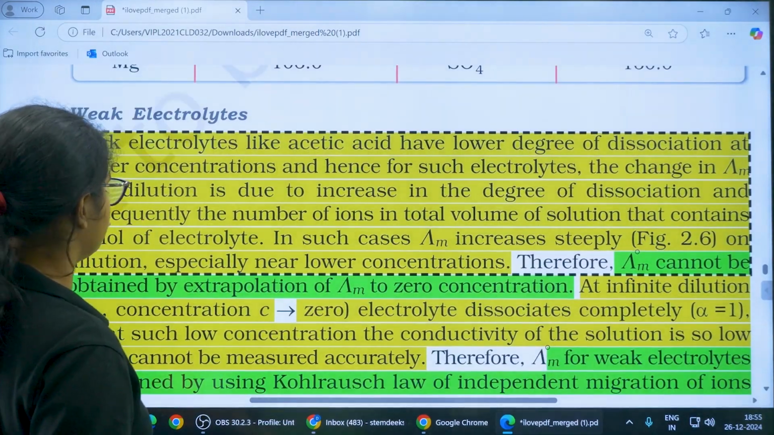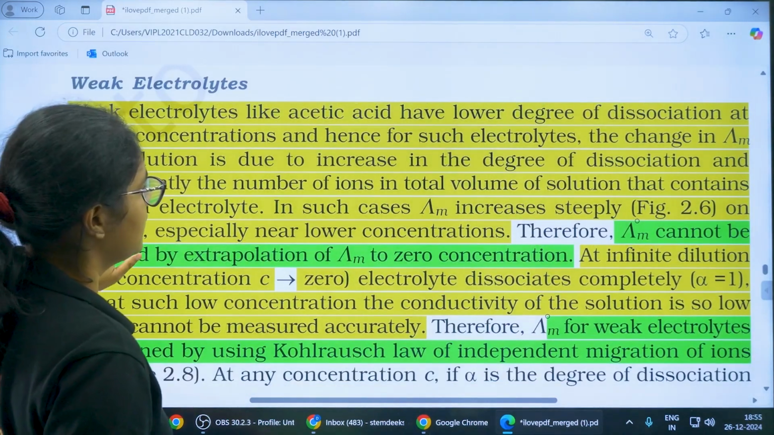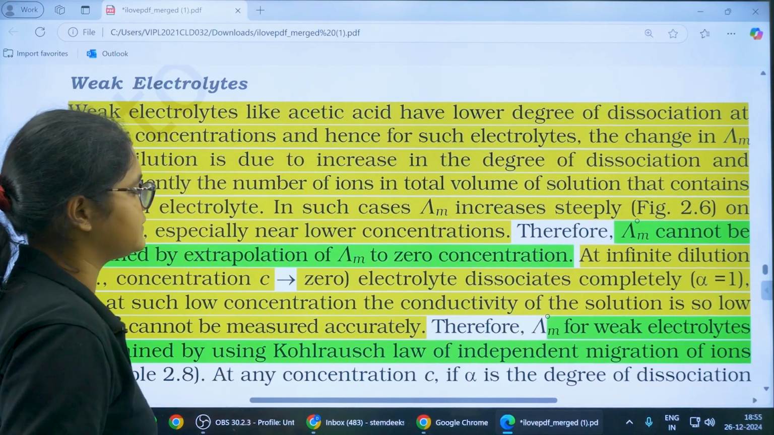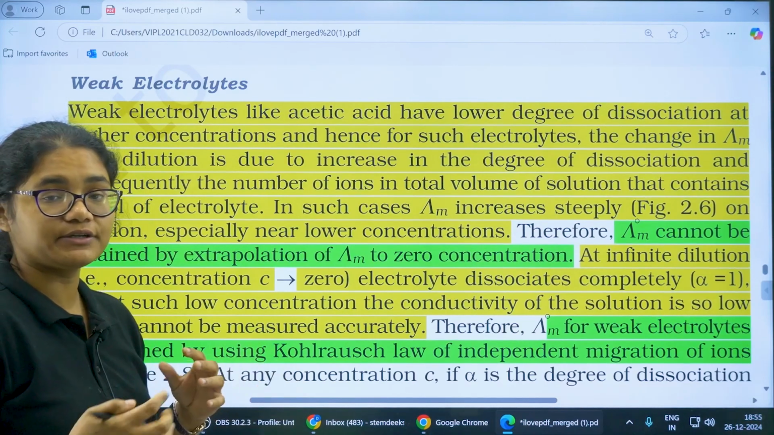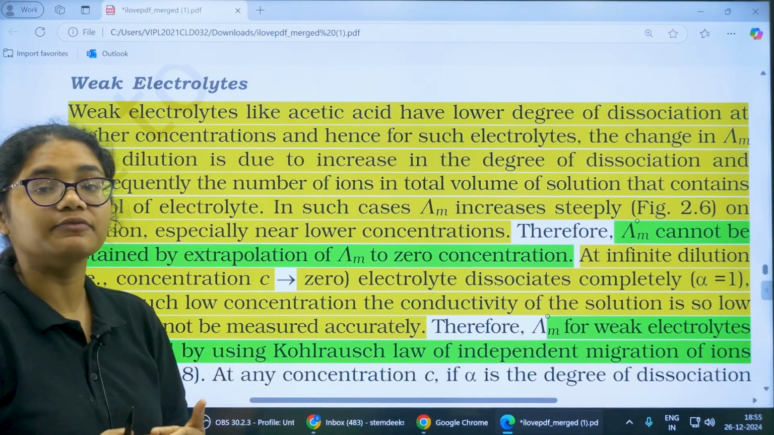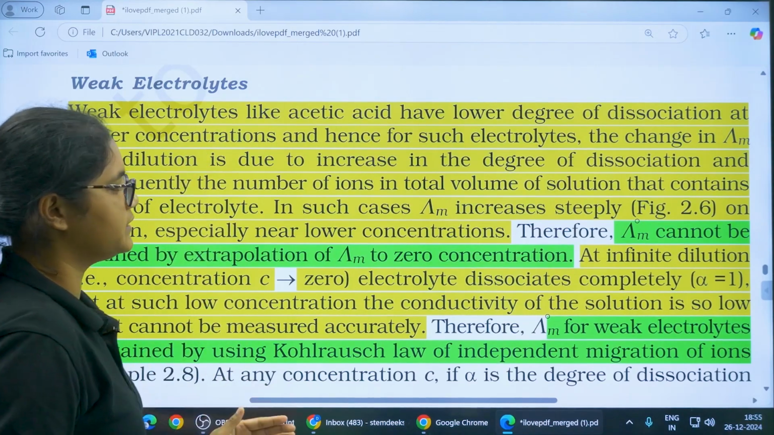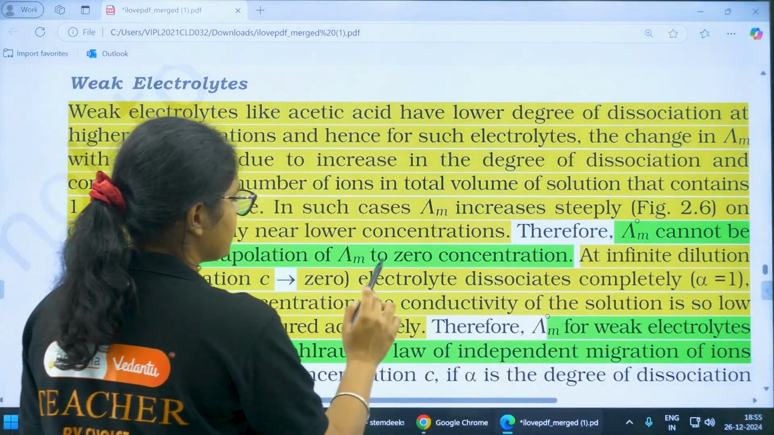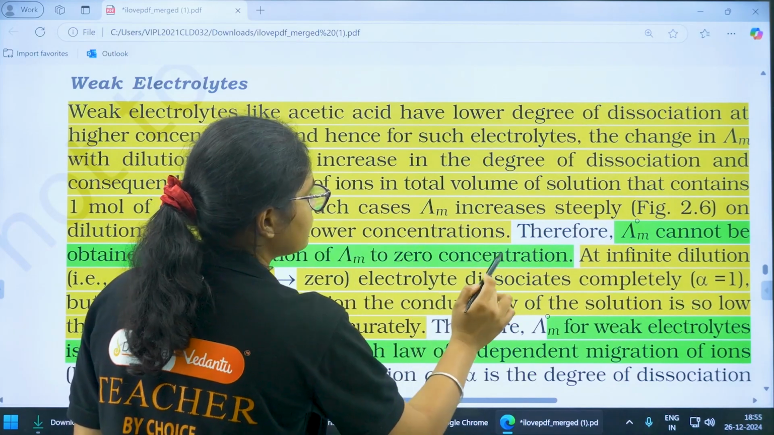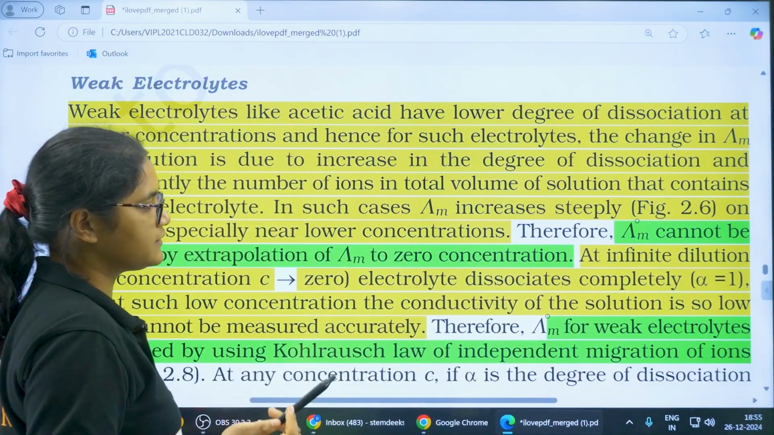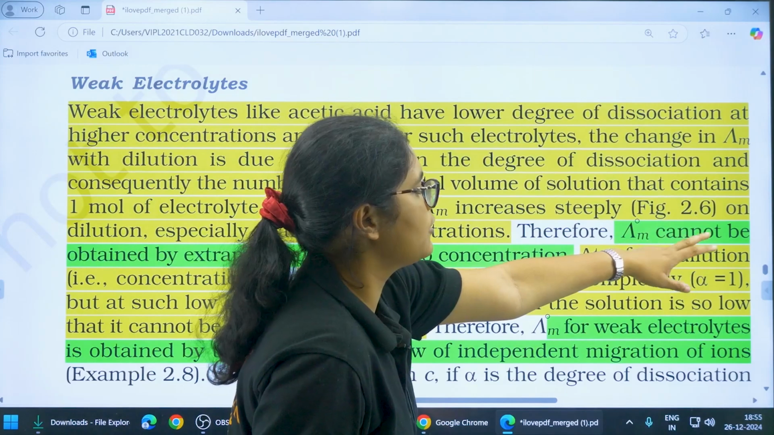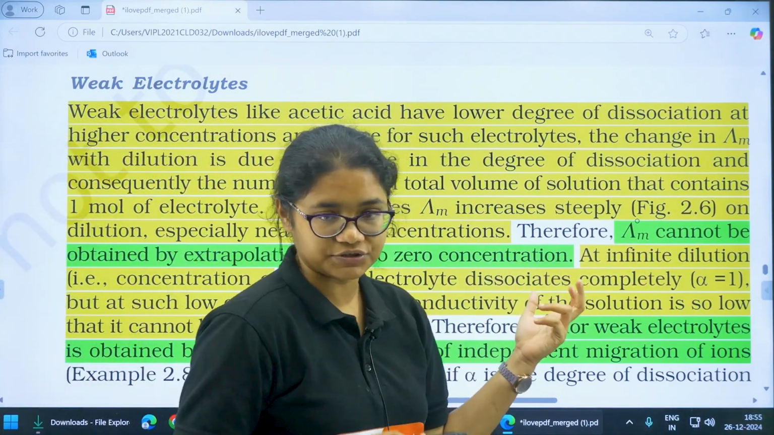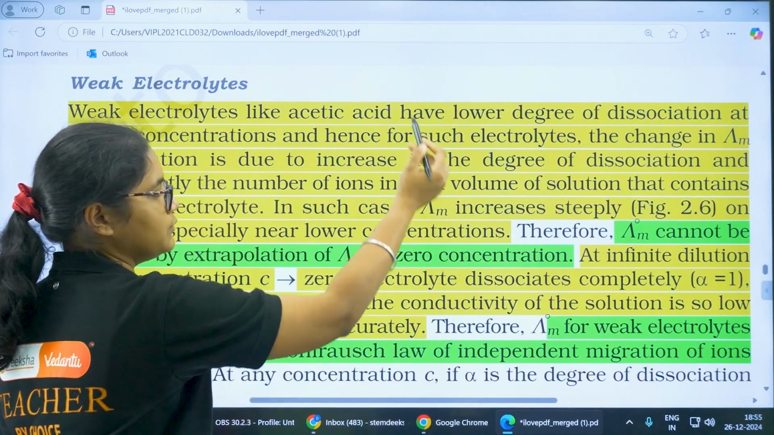Next we have weak electrolytes. Here a question can arise: why can't we measure the molar conductivity of weak electrolytes? This will be the answer. You can say, therefore, lambda naught m cannot be obtained by extrapolation of lambda m to 0 concentration. So a question may be asked like: lambda naught m cannot be obtained by extrapolation of lambda m to 0 concentration, explain. These are the points that you need to explain.